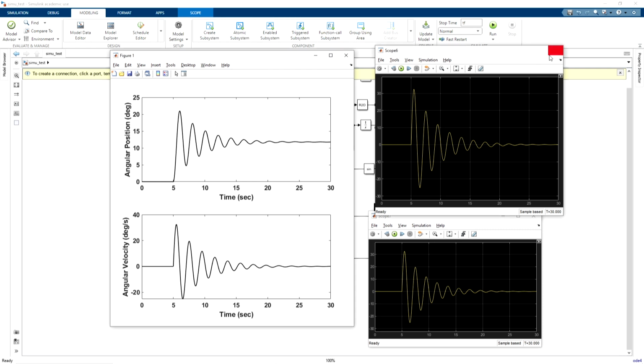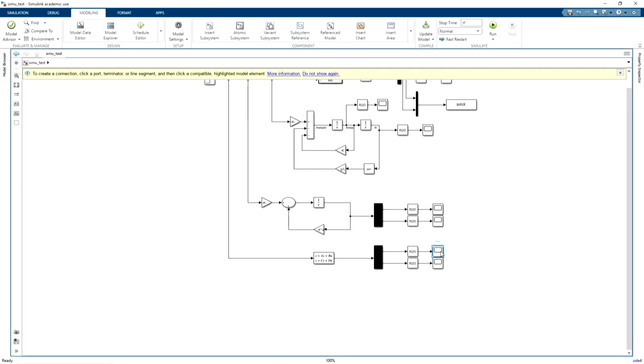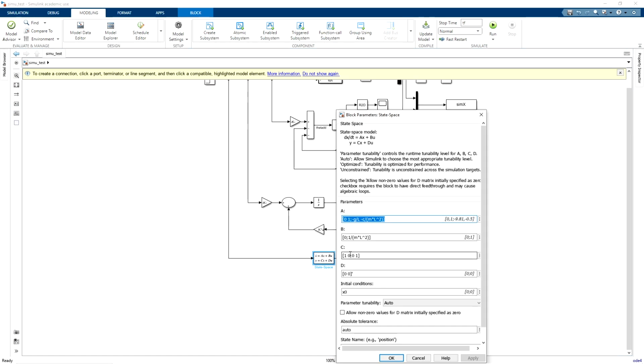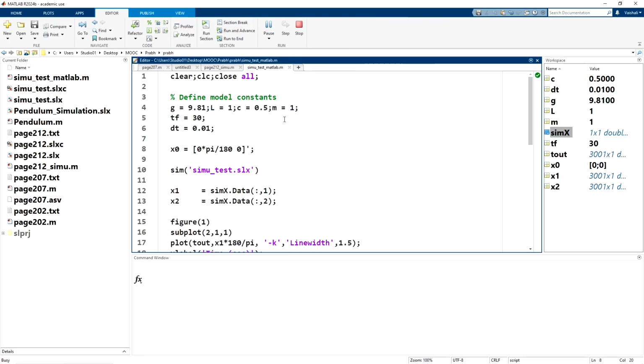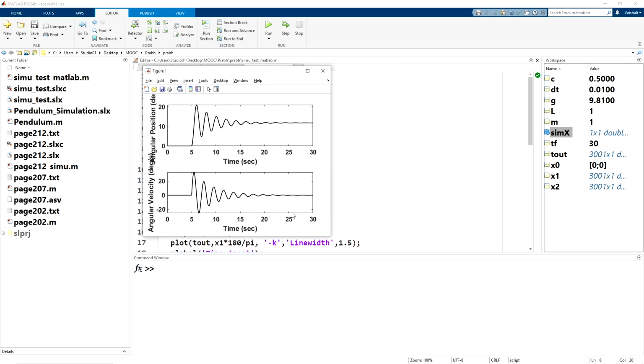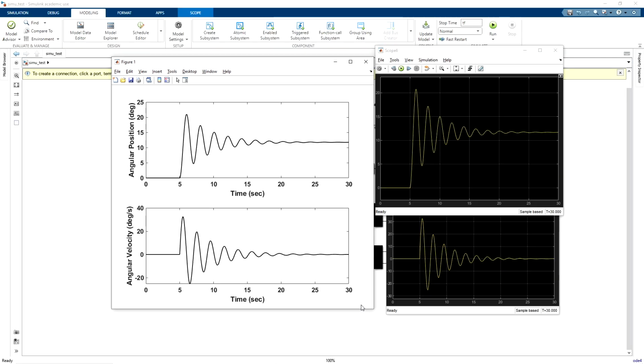All right. We did a little bit of a mistake here. It should be 1 0 0 1 and the rest of the things are okay. So now if I run this code, and check this position, angular position and angular velocity. Now we get a similar response over here, angular position and angular velocity.